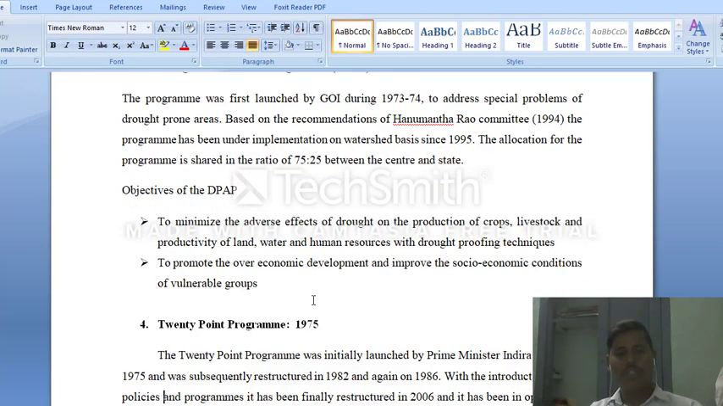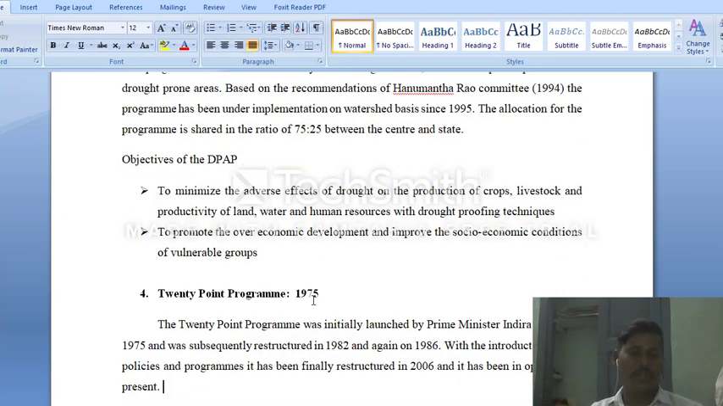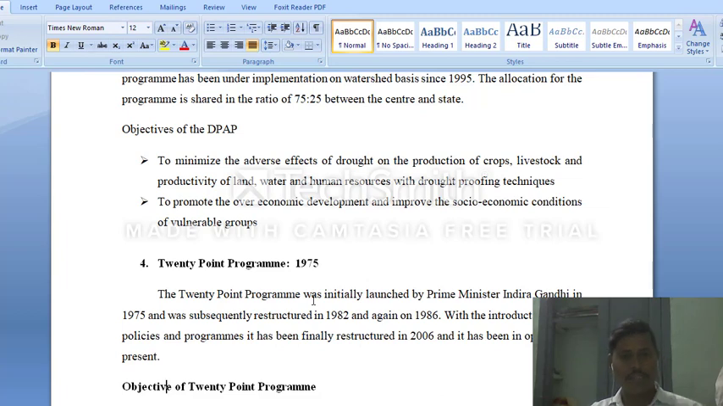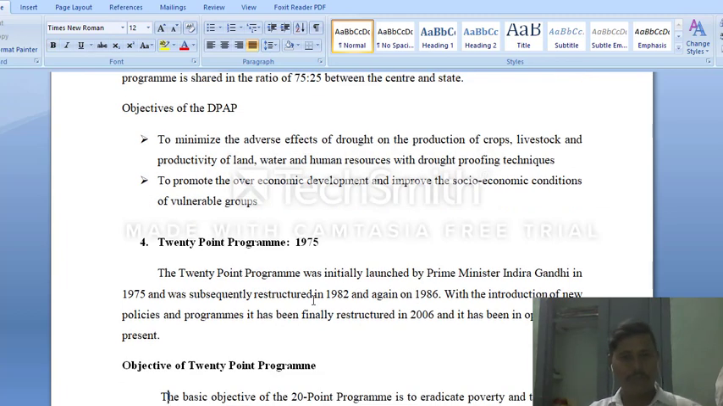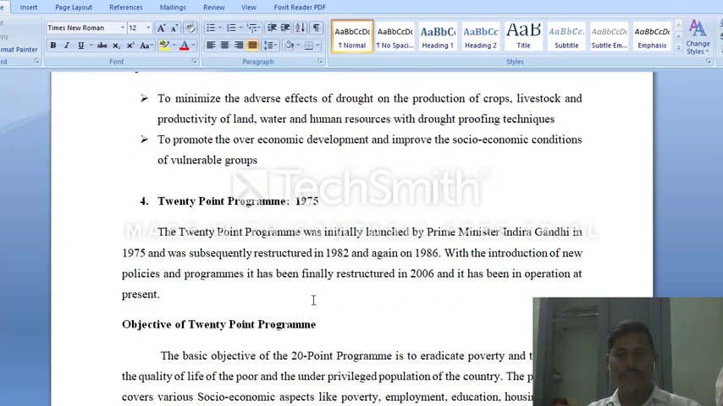The next important program was launched by Srimati Indira Gandhi in the year 1975. This is the 20-point program. As I said, it was launched in 1975 and subsequently restructured in 1982 and again in 1986 with the introduction of new economic policies and programs. It was finally restructured again in the year 2006. It is in operation at present also.